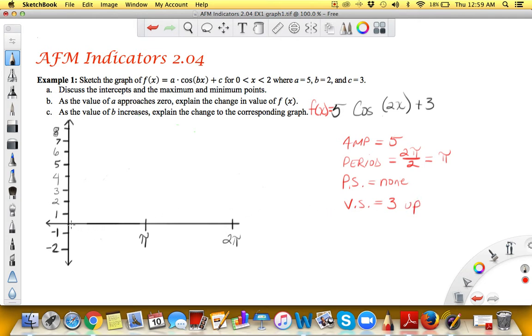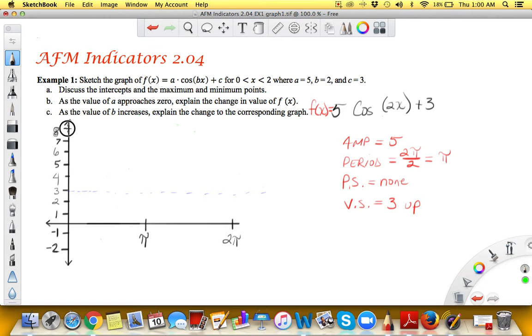So the parent function for this particular function has a center on the x-axis. But if it has a vertical shift of 3 units, then now the center of this particular graph goes across right there. Since it's the cosine function, we're going to start up. Initially the amplitude was 5, but if we add 3, we're going to get 8. So the top of the graph will be here.